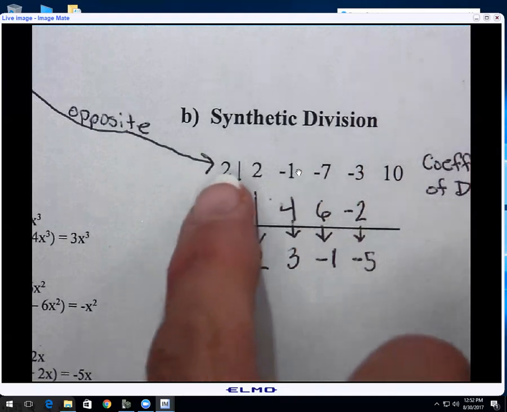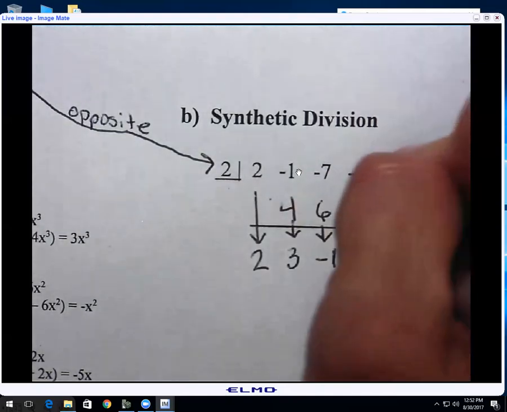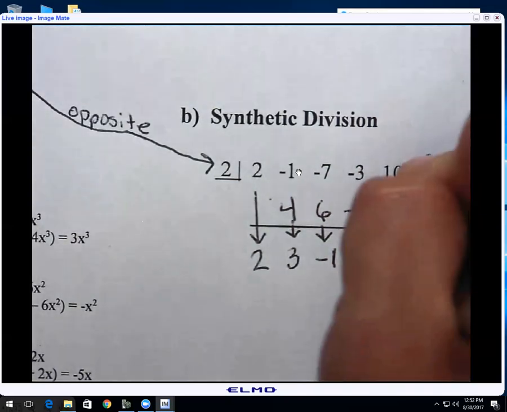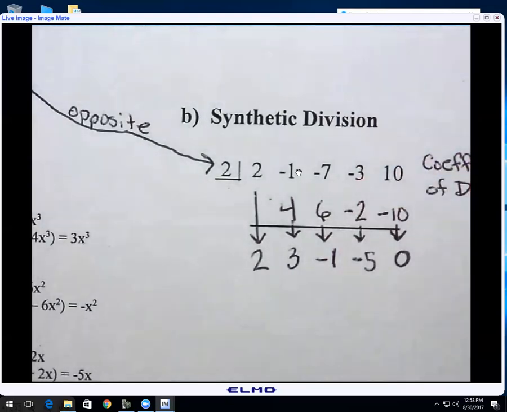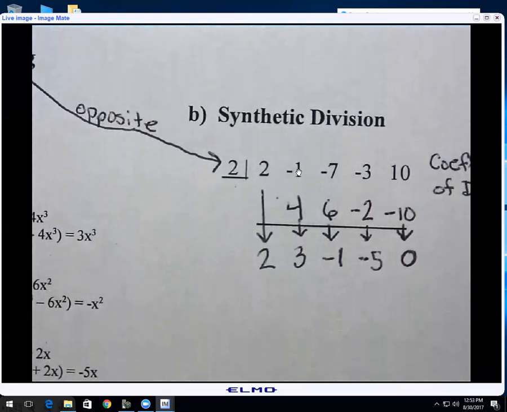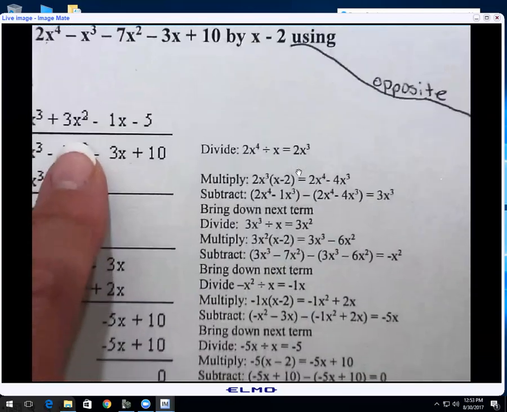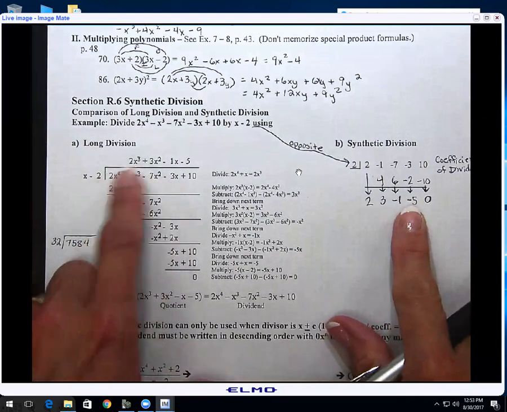And then one more time, what's in the box times what's on the bottom row. 2 times -5 is -10. And then add. That gives you 0. Now, why did I say we would get the same answer? Obviously, that's not the same answer as we got right here. But what do you notice about these numbers and those numbers?